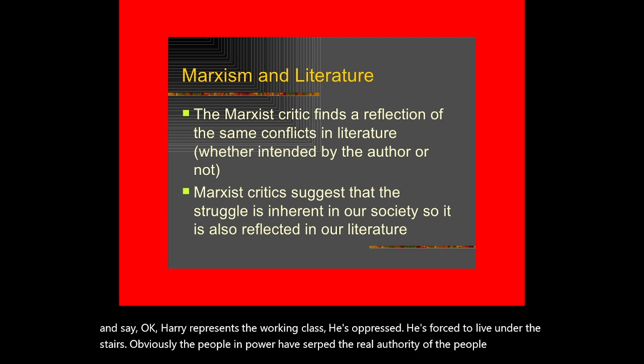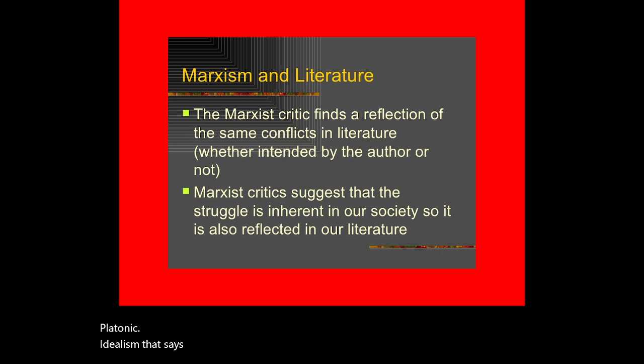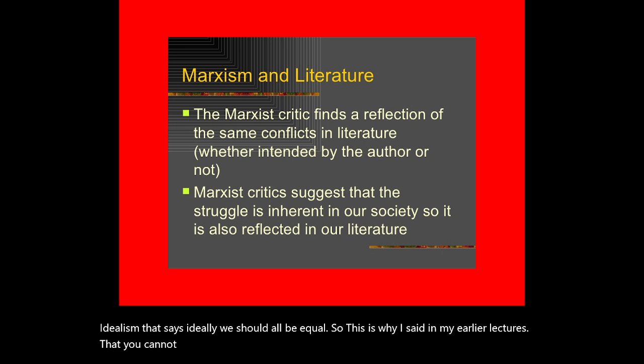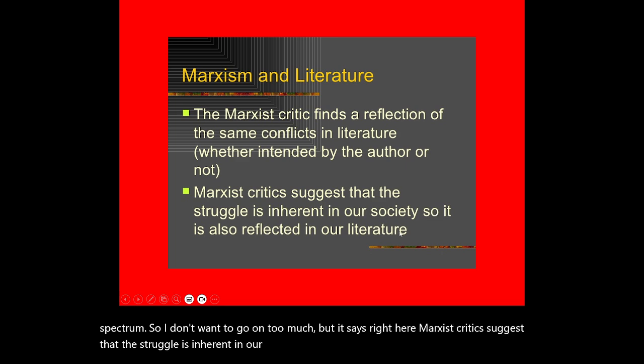Even though Marxism is definitely Aristotelian ground up, you could say that its roots come from a Platonic idealism that says ideally we should all be equal. So this is why I said in my earlier lectures that you cannot just say Plato and Aristotle fit categorically left or right on the political spectrum. So I don't want to go on too much, but it says right here, Marxist critics suggest that the struggle is inherent in our society, so it's reflected in our literature, and then you can replace literature with any situation that you so choose.